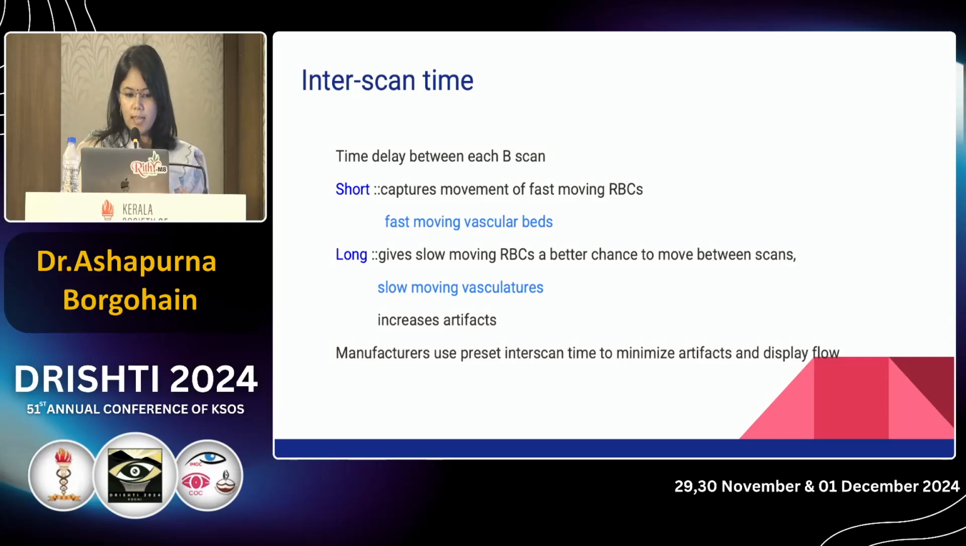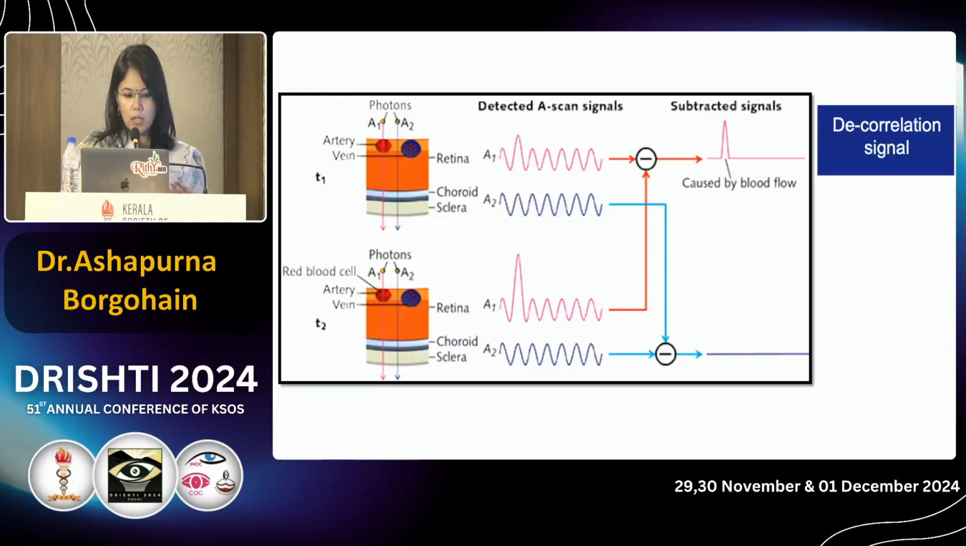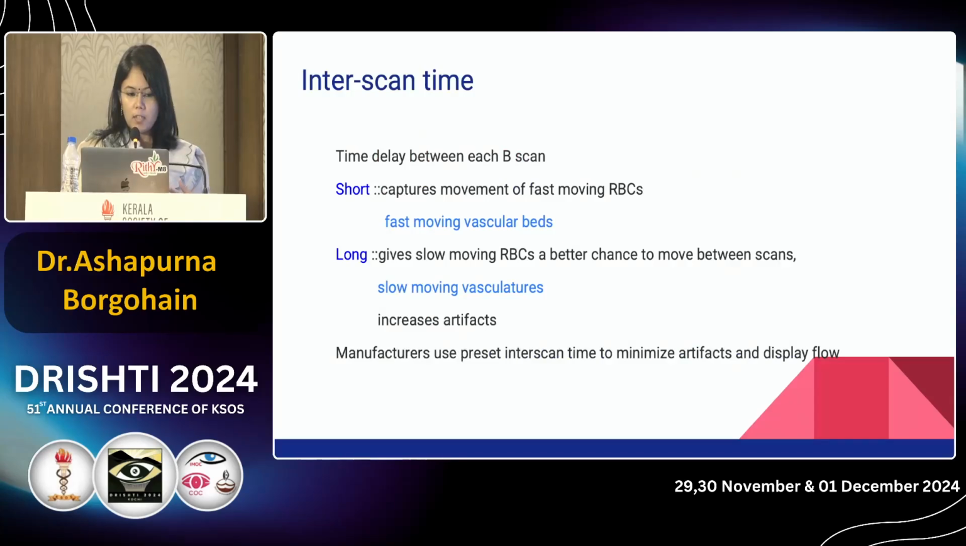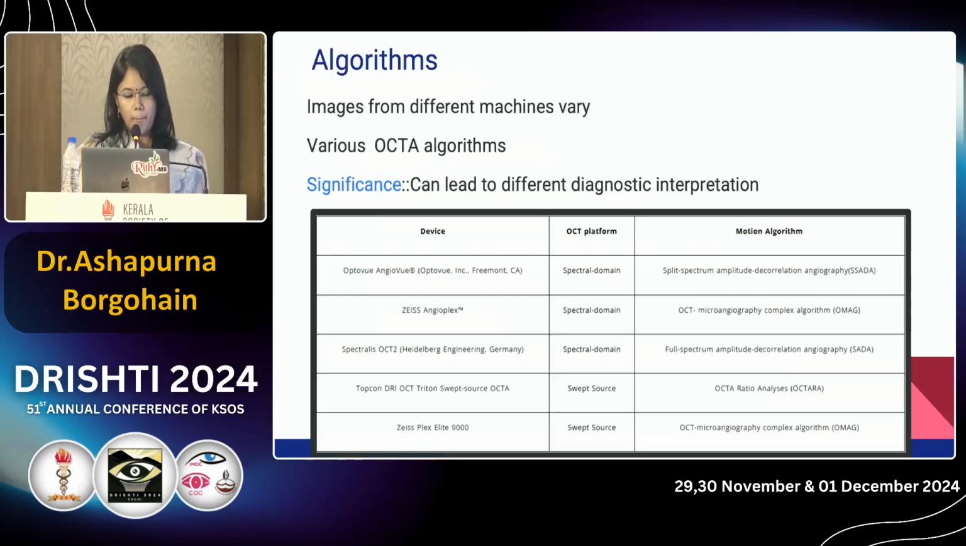The interscan time is the time between T1 and T2. The importance of this interscan time is that if we use a longer interscan time, it gives a better chance to pick up slow-moving vasculature like the polyps and microaneurysms. And vice versa is also true for short interscan time. But most of the machines have a preset interscan time to minimize artifacts and display flow.